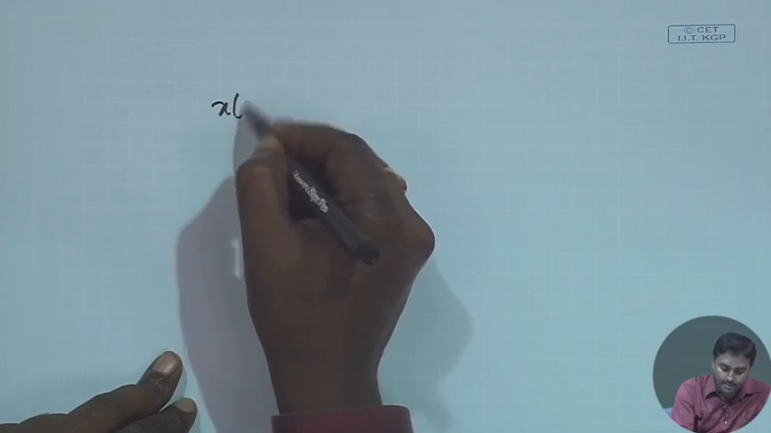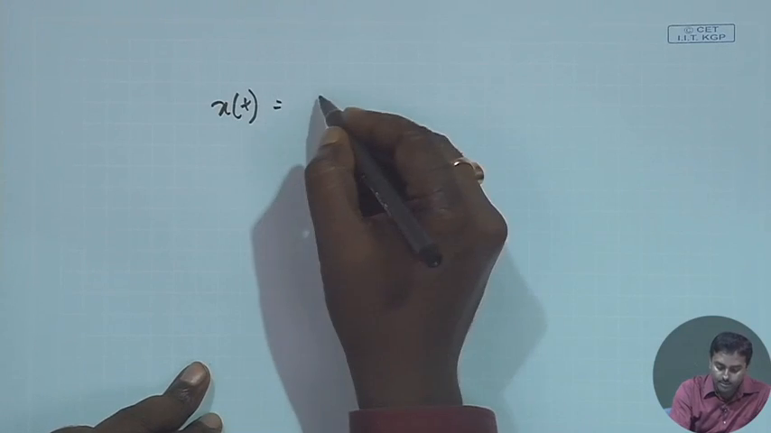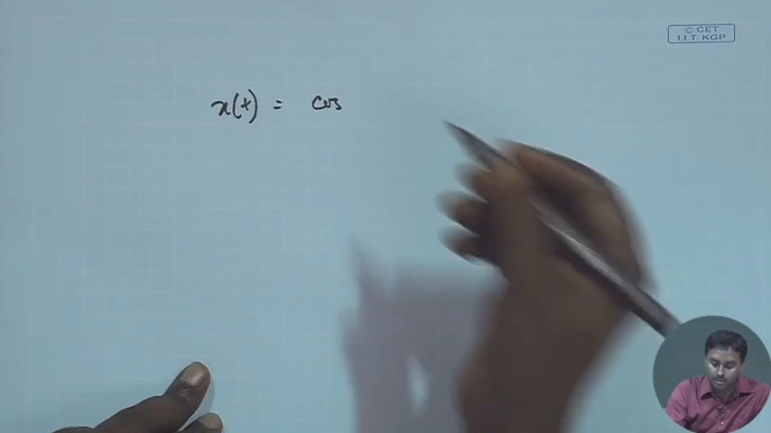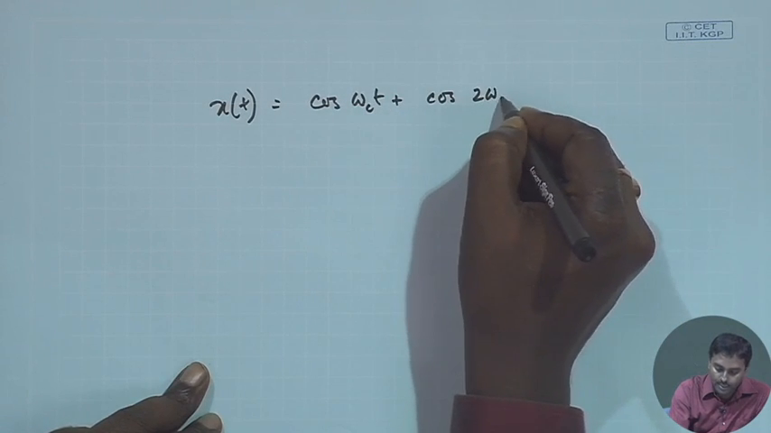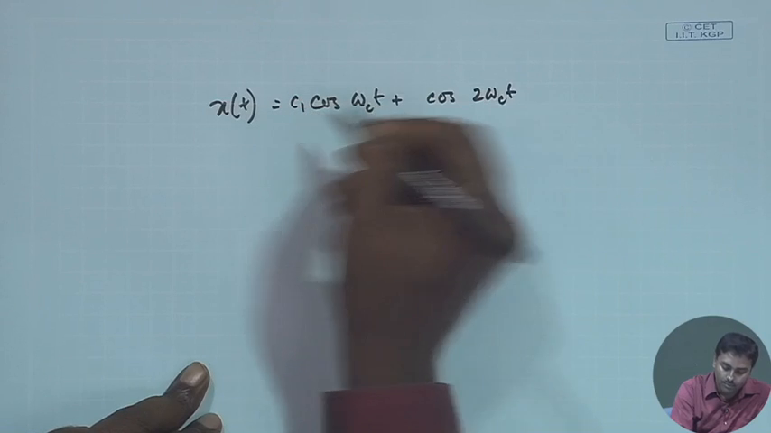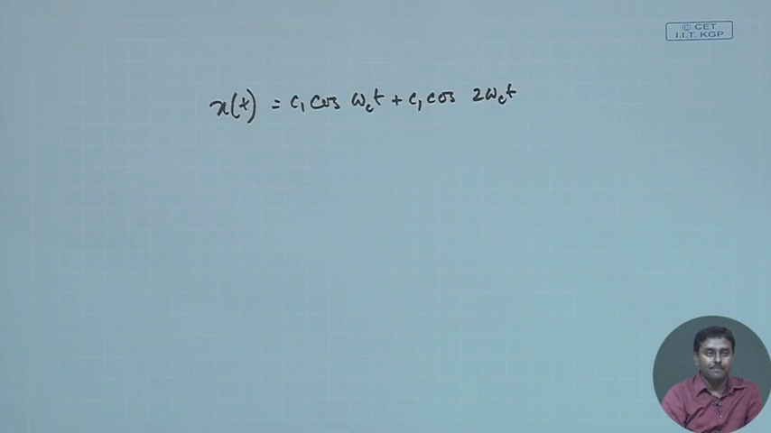Here I would like to point out there are two different things. Suppose we have a signal and we give it a delay. Let us say I have a signal x(t), which has two frequency components, cos omega_c t plus cos 2 omega_c t, with some coefficients c1 and c2.